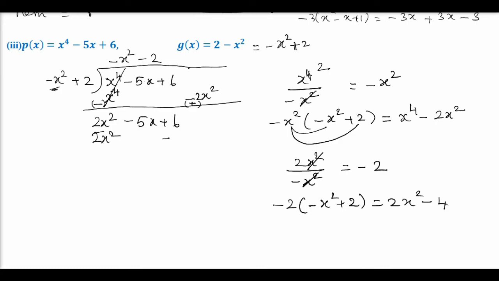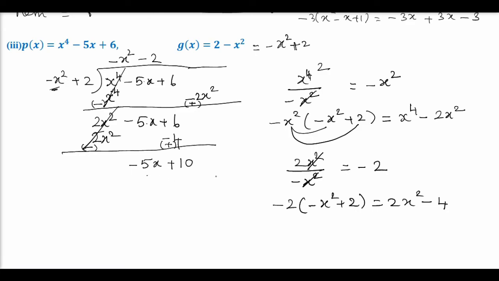2x square minus 4. And don't forget to write the like terms in the same straight line so that you can easily subtract them. In order to subtract, I have changed the sign of the second terms. So 2x square gets cancelled. 5x is the only term, so let me write it as it is. Regarding the constant, it is 6 plus 4, that is 10.